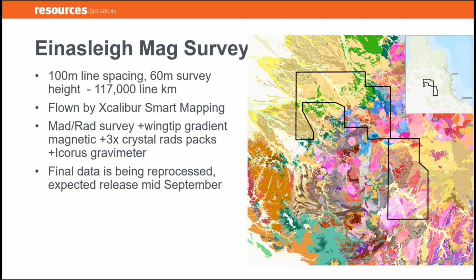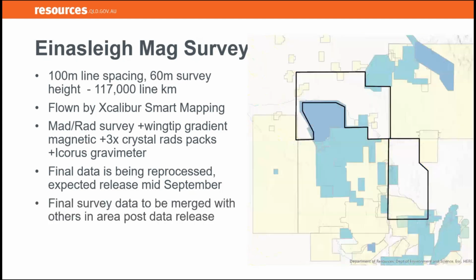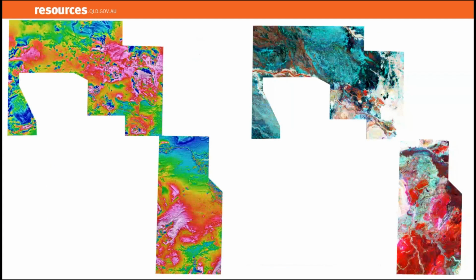But we're looking for a mid-September release for that data set. And once we do complete that survey and that's a bit washed out, the next step I'll be doing is looking at building a merge, like I did in Mount Isa, of all the high-resolution data in that area to build a larger merge of the magnetics and radiometric data for that area. So even though it's not live, that is the data as it currently stands.